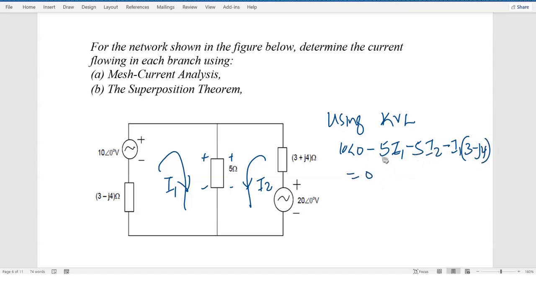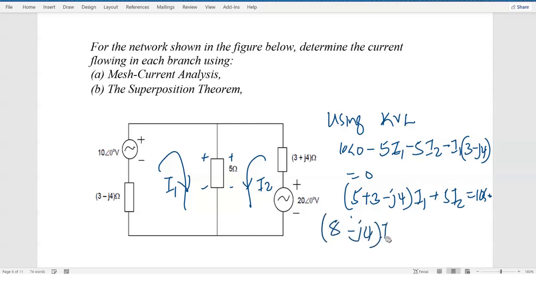So what is this going to be? I can take these ones to the other side so that I'm going to have 5 plus 3 minus j4 into I1, then plus 5 I2, this is going to be 10 at an angle 0. This is going to give us 8 minus j4 I1 plus 5 I2 equaling 10 at an angle 0 degrees.